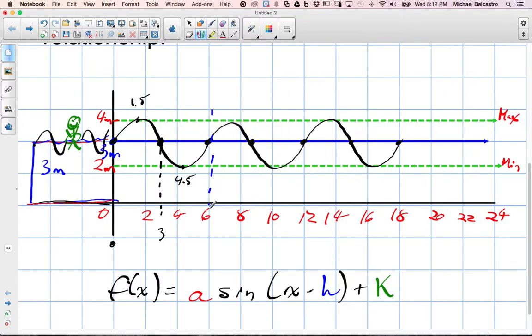The period of this for a sine function is technically 360. So we couldn't really use sine. We'd have to multiply by some k value. Okay, we won't really talk about that idea.